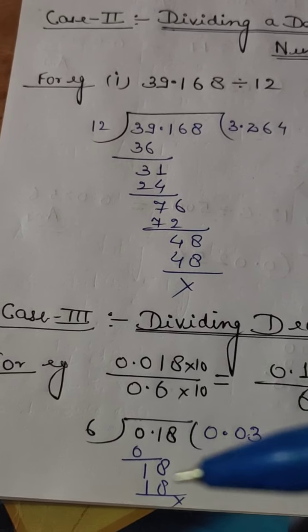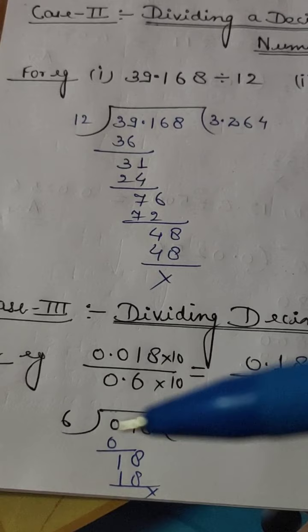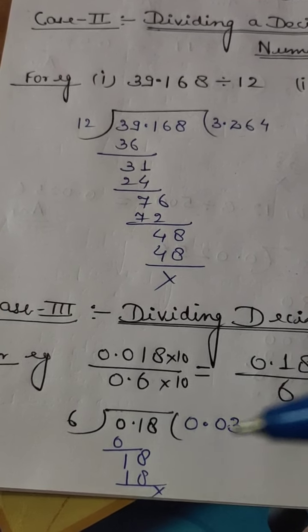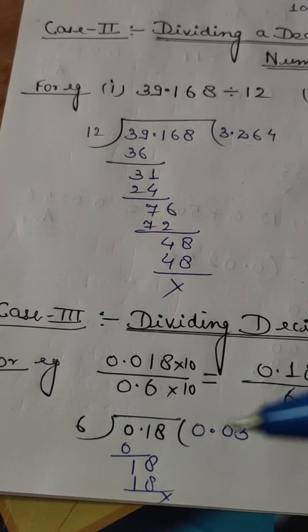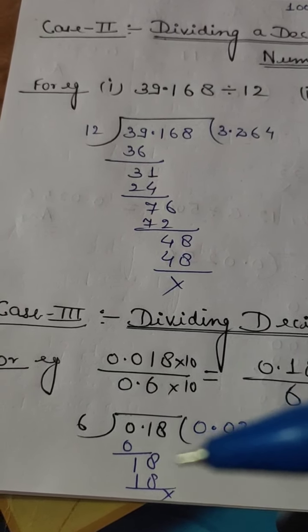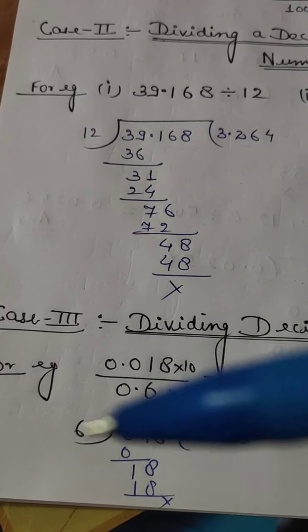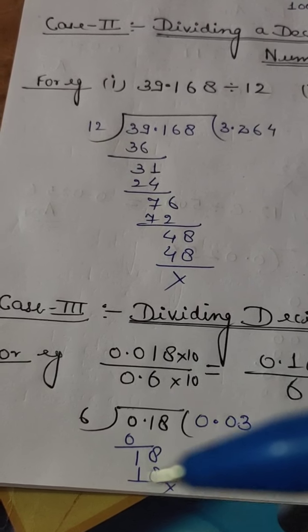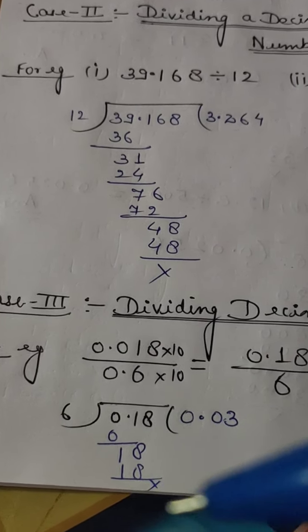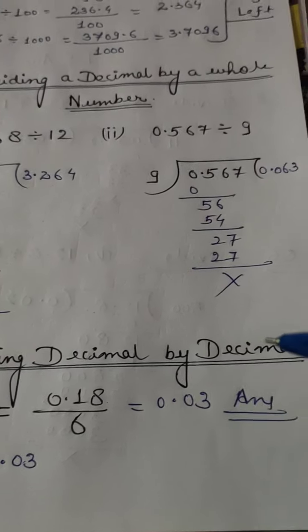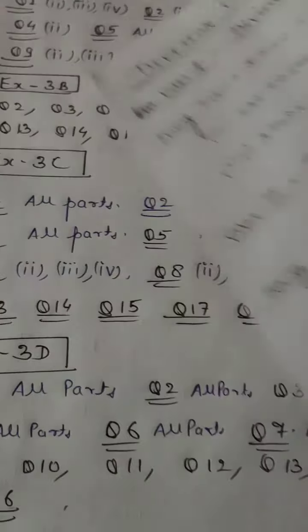Now I perform the normal division. 0.18 is written over here. Then divided, 0 is written, then the decimal point is put, then 1 is taken out. 1 cannot be divided by 6, so I have put a 0, then 8 is taken out, then 6 3s are 18. This gives 0.03 as the required answer.